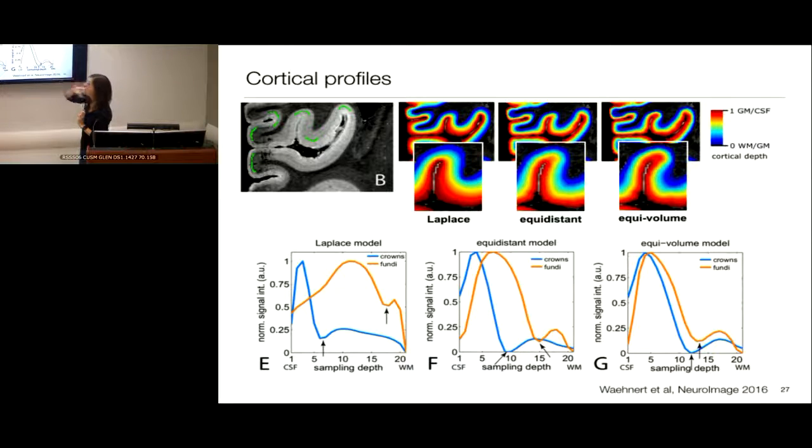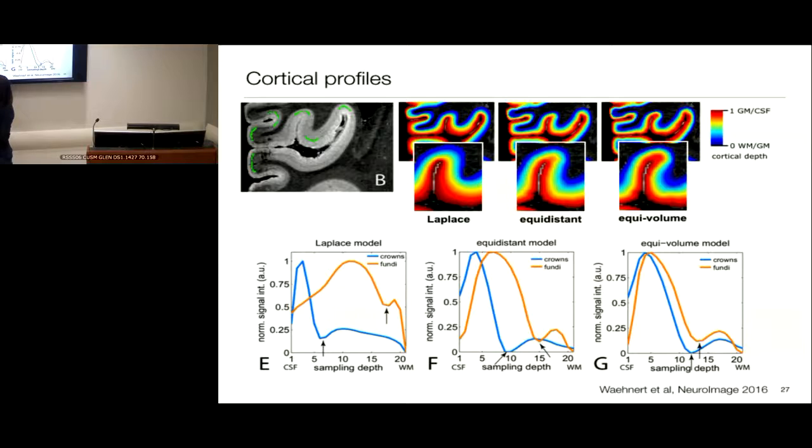So again, this time we're looking at a postmortem section of the primary visual cortex. You see the stria of Gennari there, and we did the three layering approaches. Here we have in blue cortical profiles that go through the gyral crowns, and in yellow profiles that go through the sulcal fundi. So basically two extremes in terms of cortical curvature. And the single dip that you see here basically corresponds to the stria of Gennari.